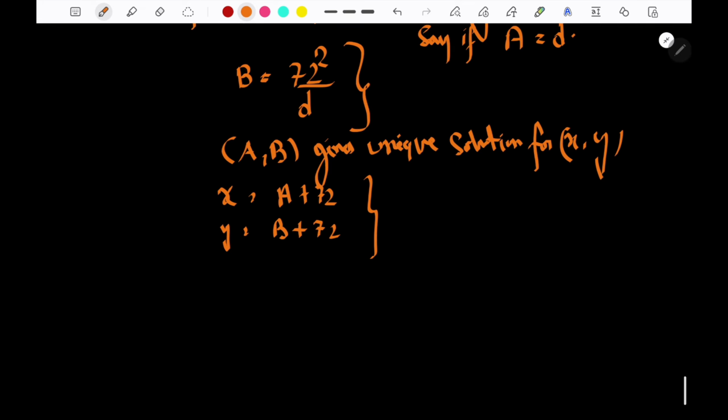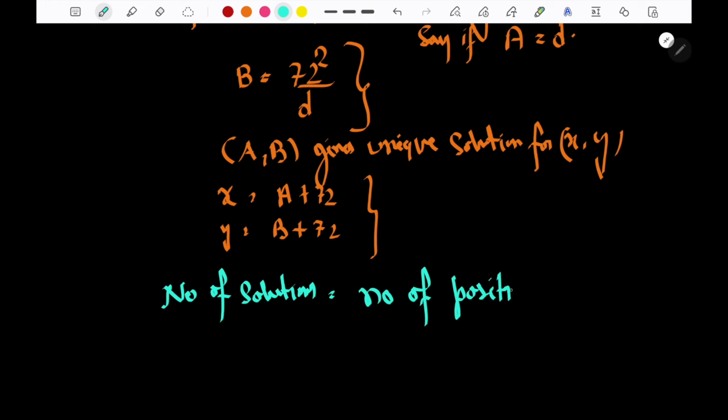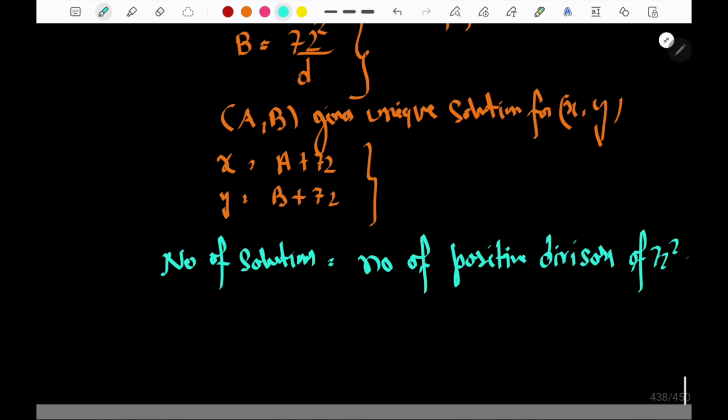So if we find a, b, we can find x, y. Then it's very simple: the number of solutions will be equal to the number of positive divisors of 72 square. So what is the number of positive divisors of 72 square?